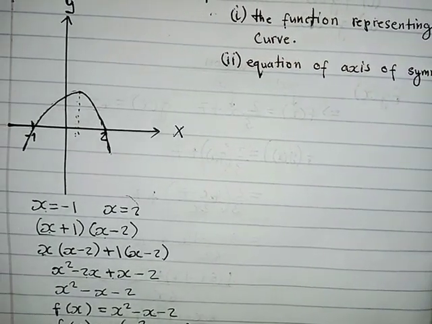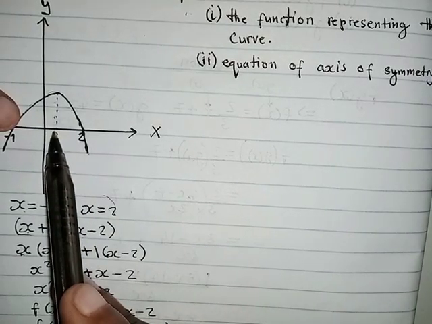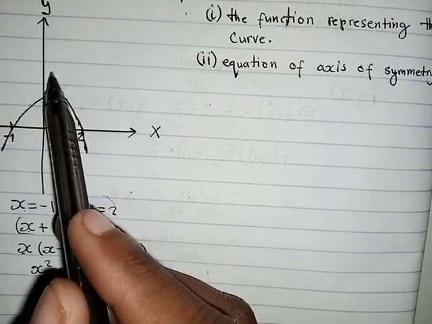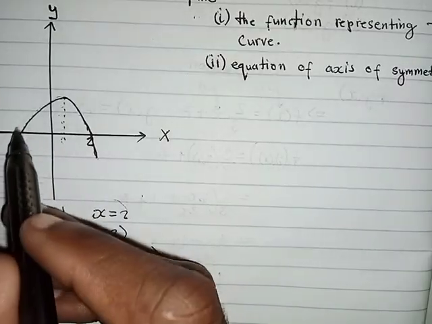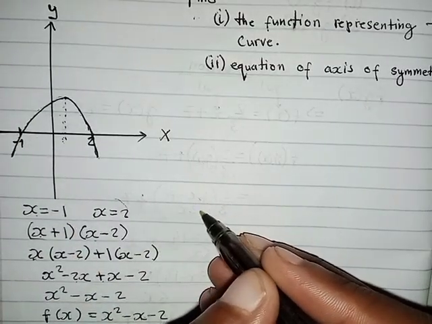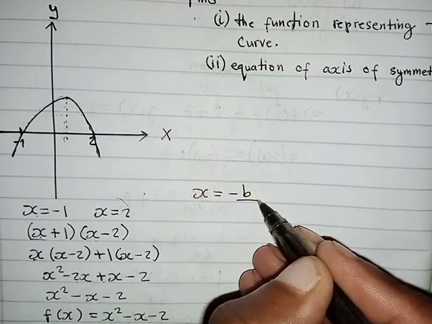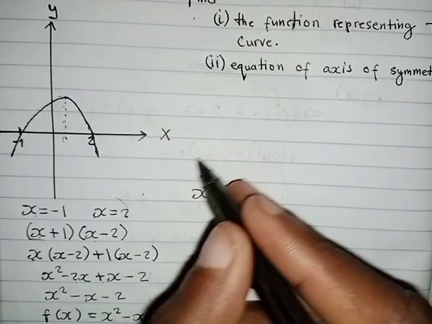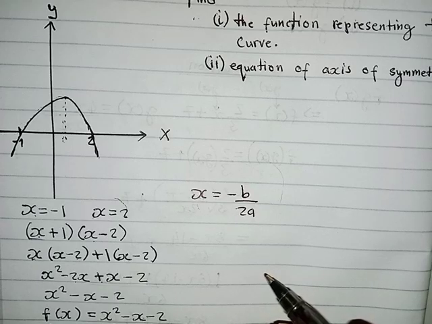Then the second question says we should find the equation of the axis of symmetry. To find it, we have to look at where this curve forms the line of symmetry. So you can clearly see that the line of symmetry will be here, like that. For a quadratic function, we just have to use this expression. We write x is equal to negative b over 2a. This is an expression which we use to find the equation of the axis of symmetry. We also use it to find the x value of the coordinates of the turning point of the curve.